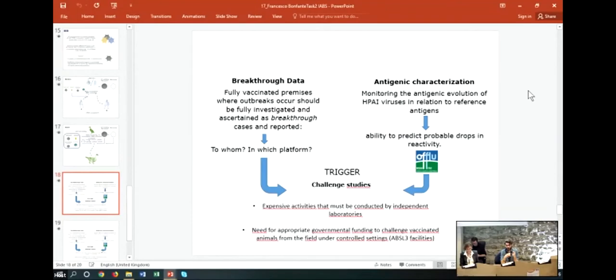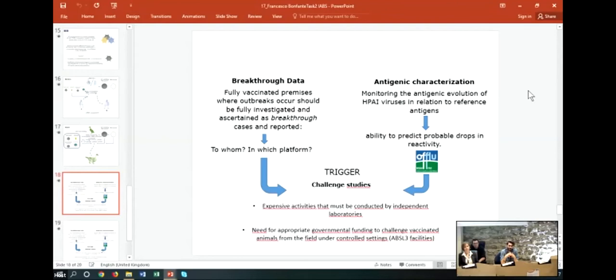And this will go through an effort at the epidemiological level, to ascertain real breakthrough infections in well-vaccinated flocks all around the world. And it's not for me to say, but in this audience, there will be people that have the chance to think and decide, if we do this, where will these data fall, in which platform, who will be entitled to do so.